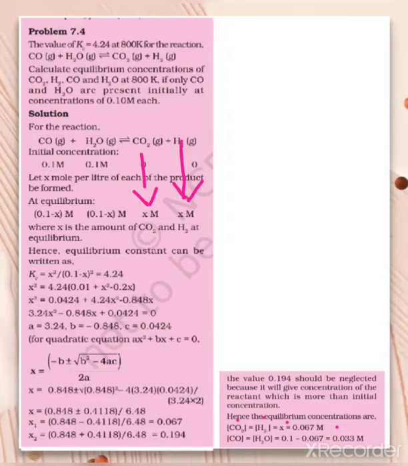But we need to find out the concentration of CO, that is 0.1 minus x, and the concentration of H2O, that is also 0.1 minus x.